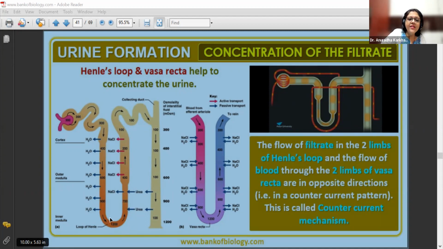Okay, it is 1200. Fine. Whereas actually in this particular region it's going to be 900. So 300 becomes 600, 600 becomes 900, 900 becomes 1200. Yes, correct. Okay, so this is going to be 1200. Now such concentrated urine is going to move about.